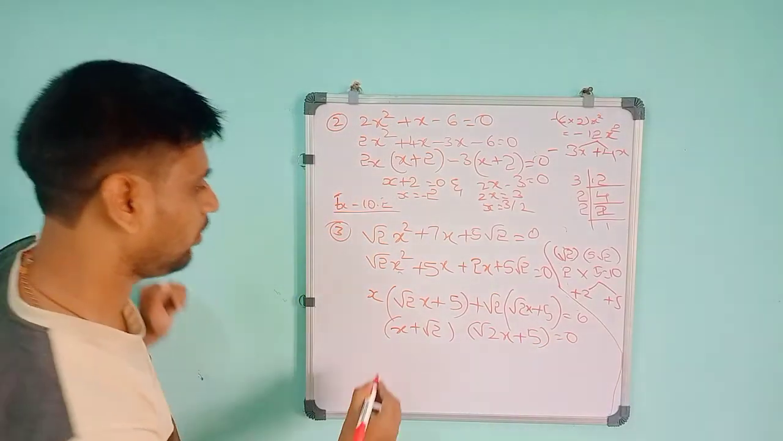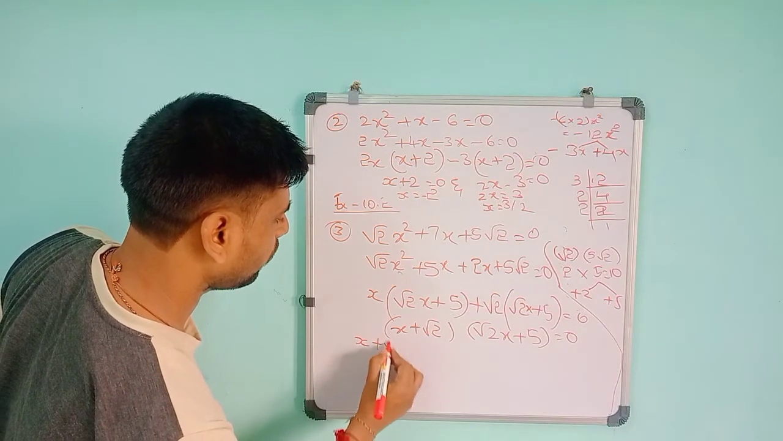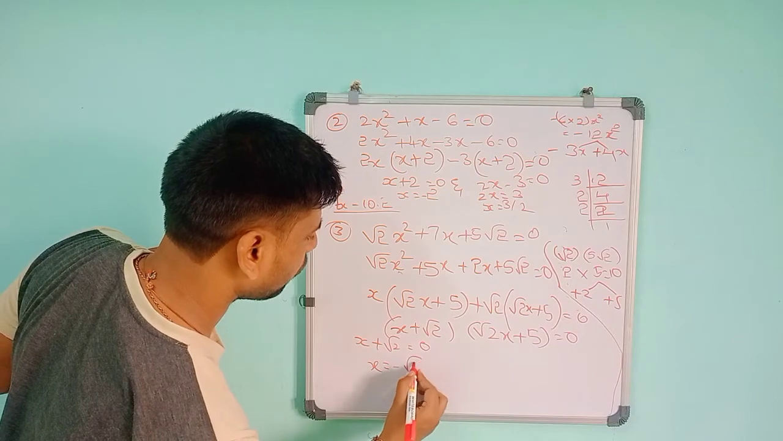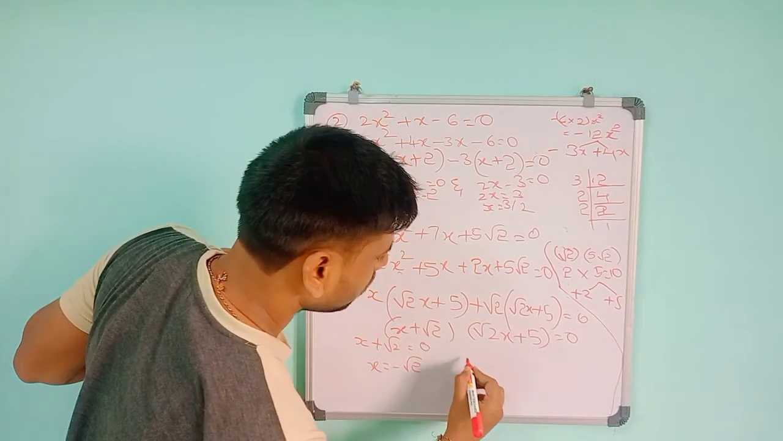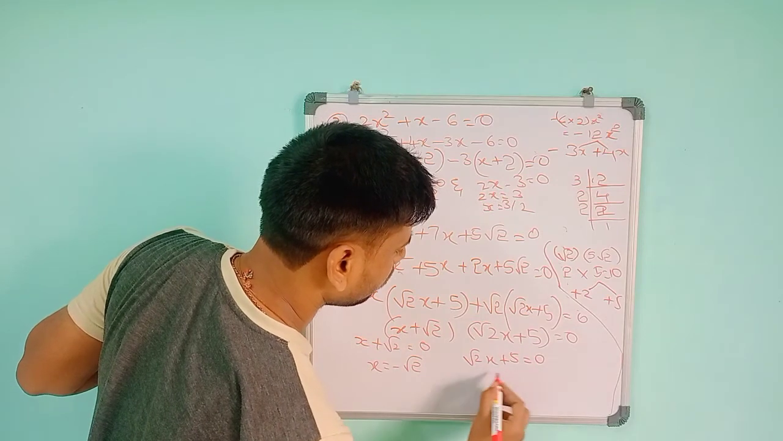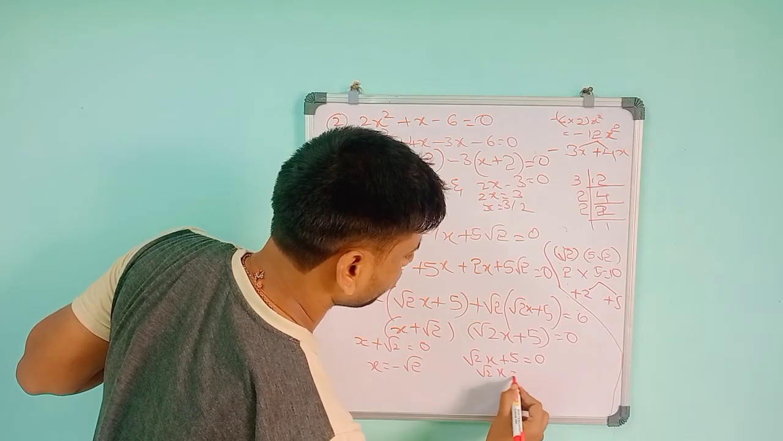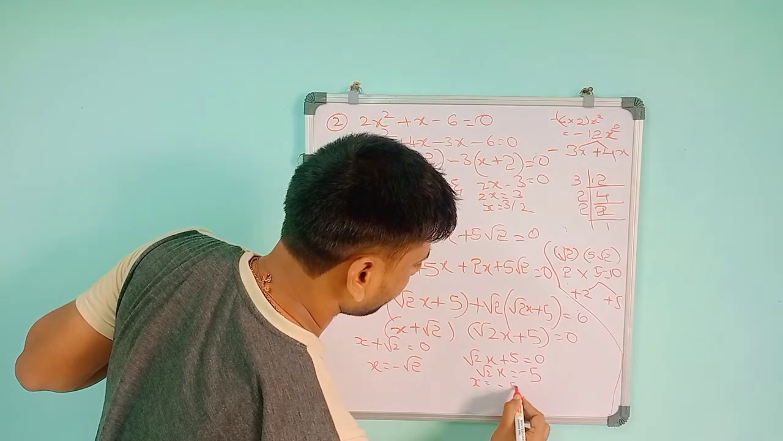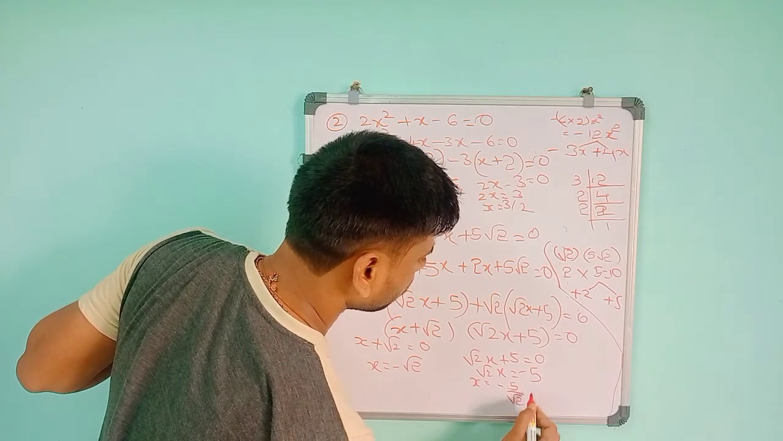Then you have to equate it to 0. X plus root 2 is equal to 0. So it will become x is equal to minus root 2. For this one, root 2x plus 5 is equal to 0. So root 2x is equal to minus 5. Then x is equal to minus 5 by root 2.